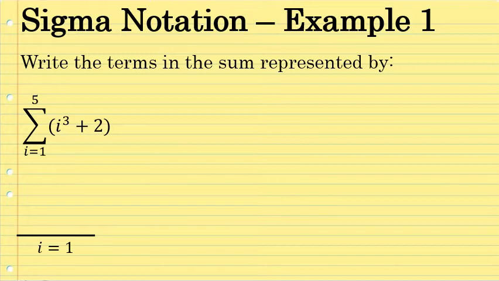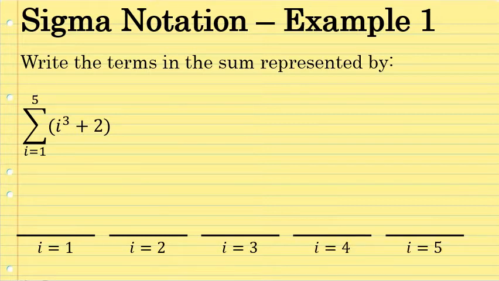In the first term, i will be 1. In the second term, i will be 2. In the third term, 3, then 4, then 5. These are the 5 terms in the sum that will be added together. In the first term, i will have a value of 1, and that means that the expression i to the third plus 2 would be 1 to the third plus 2.